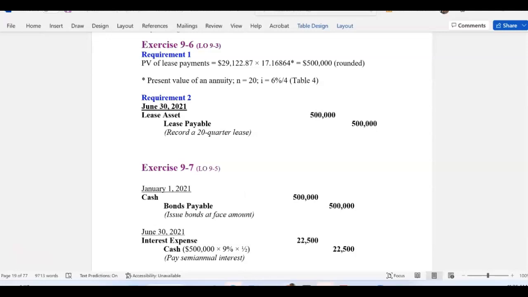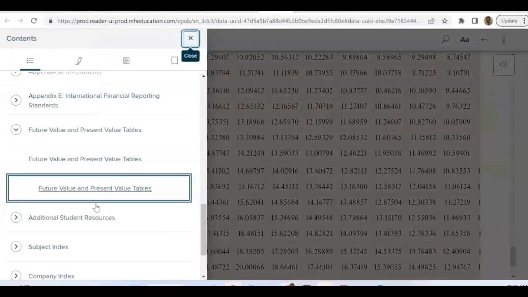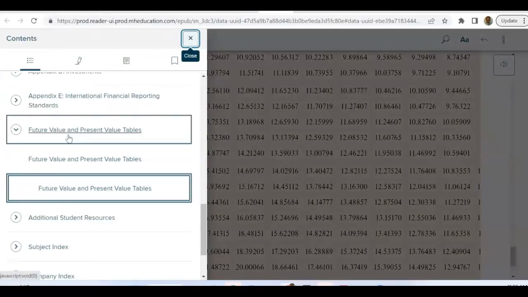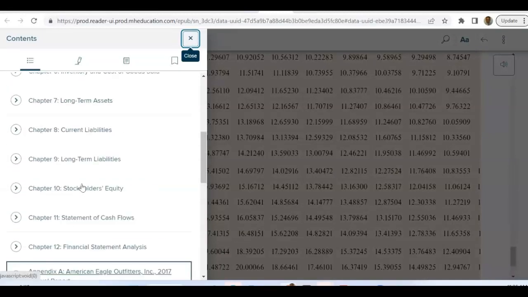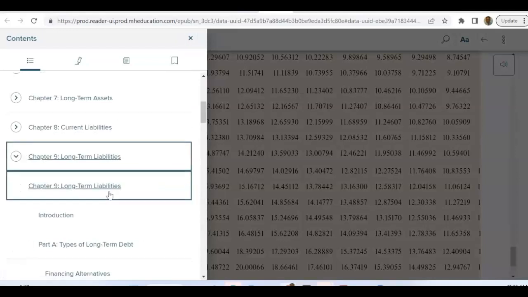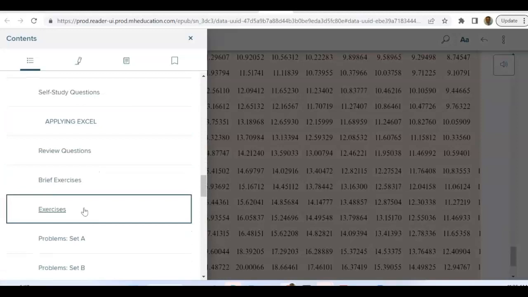Okay, let's read this first. So remember, these tables are in your book at the end of your book. This is where I found it, at the bottom of your book. I go to future and present value tables at the bottom. So for a second, let's go back to the chapter 9 exercise and read problem number 6.